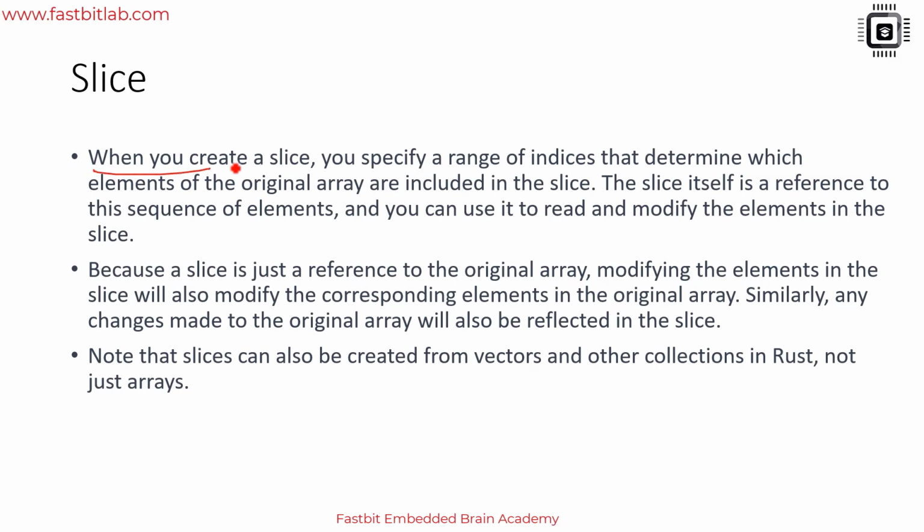Please note that when you create a slice, you specify a range of indices that determine which elements of the original array are included in the slice. The slice itself is a reference to this sequence of elements, and you can use it to read and modify the elements in the slice. Because a slice is just a reference to the original array, modifying the elements in the slice will also modify the corresponding elements in the original array, if the original array is mutable. Similarly, any changes made to the original array will also be reflected in the slice. Note that slices can also be created for vectors and other collections in Rust, not just arrays.